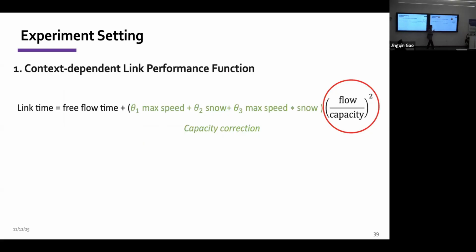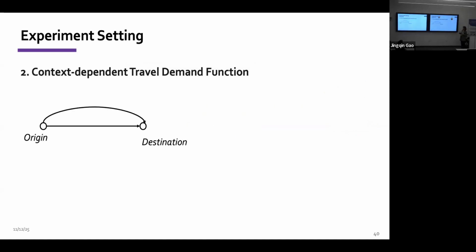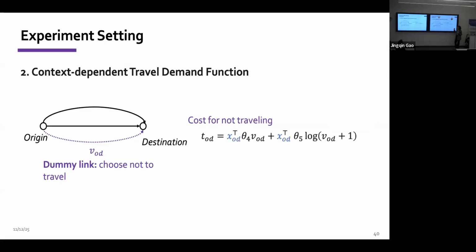So we are calibrating two things. The first is the link performance functions. You can consider that we are trying to calibrate correction factors of the capacities. That is, we want to correct the capacities depending on whether it is a highway, whether it rains, or whether it snows. One finding we have is that we are using the flow capacity ratio raised to the power of 2 rather than the power of 4 as stated in the standard BPR. We found this empirically works better. Our explanation is that maybe the Ann Arbor network is not that congested, so using a quadratic function can approximate the link performance functions well enough. The second function we calibrate is that we add a dummy link for each origin and destination to offer travelers the option of not traveling. And the cost for not traveling will depend on the features of different OD pairs.